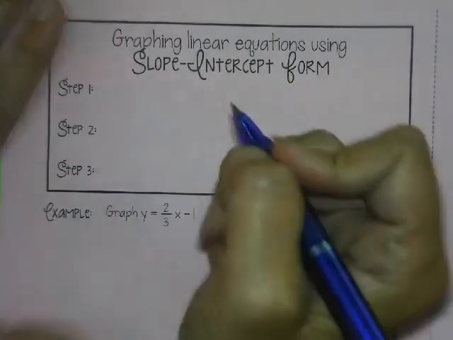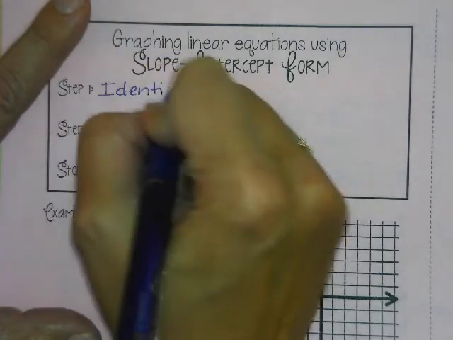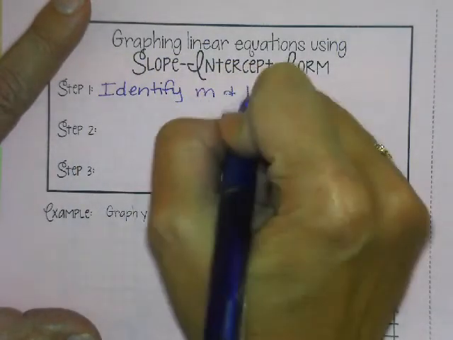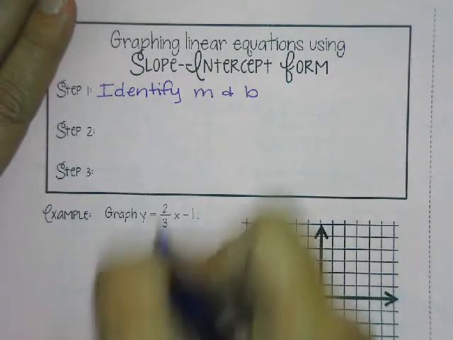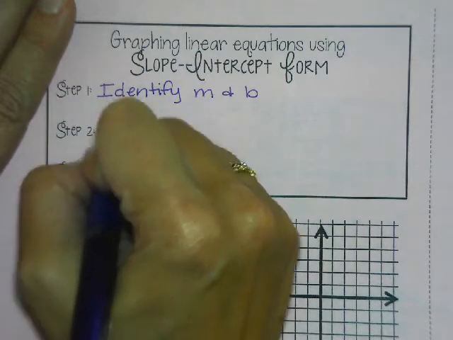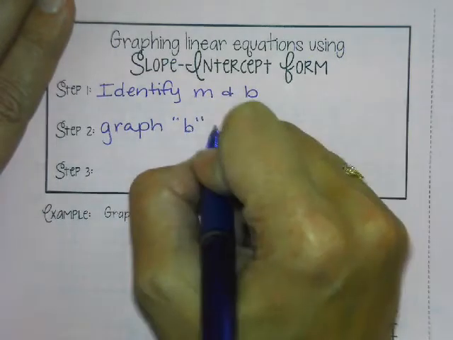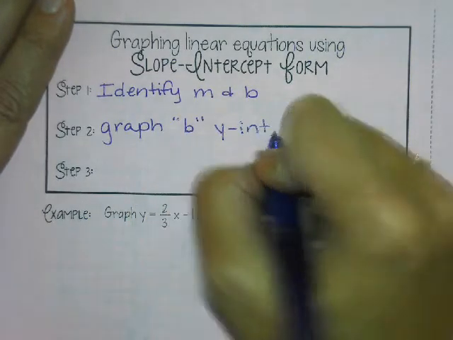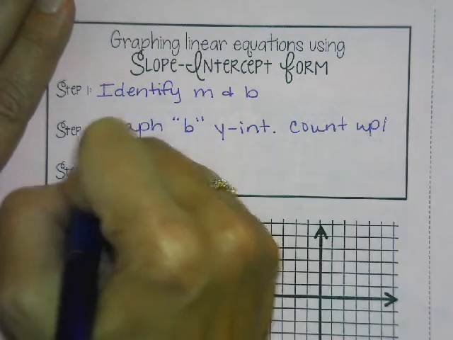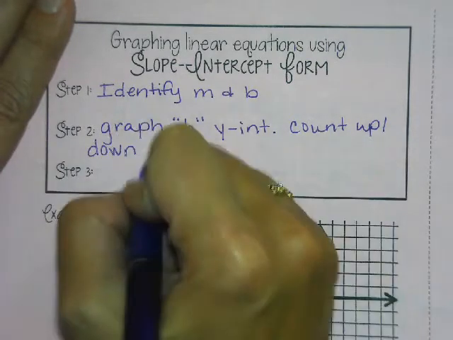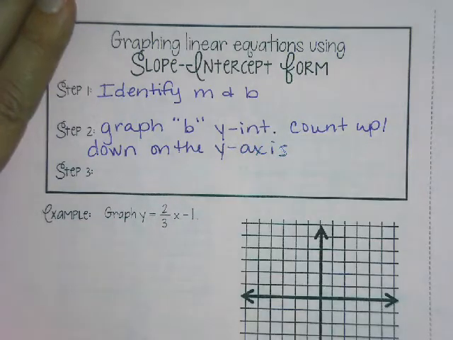All right, so step 1, identify m and b. Identify which is your slope, which is your y-intercept. Then we are going to graph, step 2, graph b. Okay, this is your y-intercept. So to do that, you're going to count up or down, depending on if it's a positive or negative, on the y-axis. And we will demonstrate this.